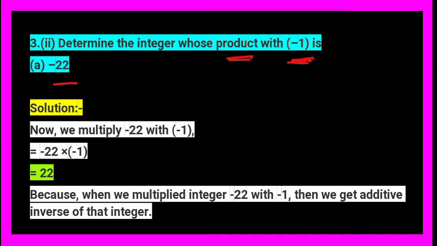So first of all, the first value is minus 22. So we multiply this minus 22 with this minus 1. And we know that whenever two negative integers are multiplied, we always get a positive answer. So 22 multiplied by 1 is equal to 22, and it is positive.